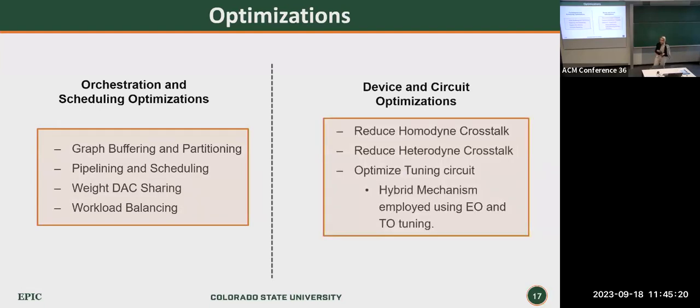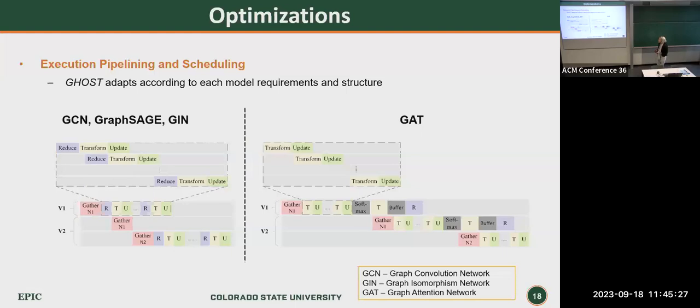Next, GHOST supports many optimizations for the orchestration and scheduling, as well as on the device and circuit levels. For the sake of time, I will not go through each one of them, but we can quickly touch upon a couple. So first, for the pipelining and scheduling, GHOST is able to efficiently adapt its execution pipeline according to the specific model being computed. So for example, graph attention networks on the left, they don't follow the regular execution order of reduce, transform, and update. Usually the reduce is done at the very end. So as you can see, GHOST efficiently handles the pipeline as needed.